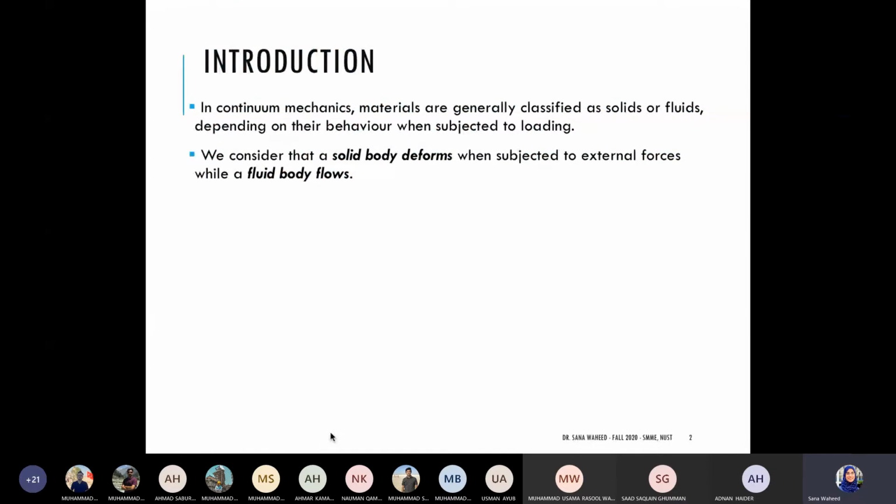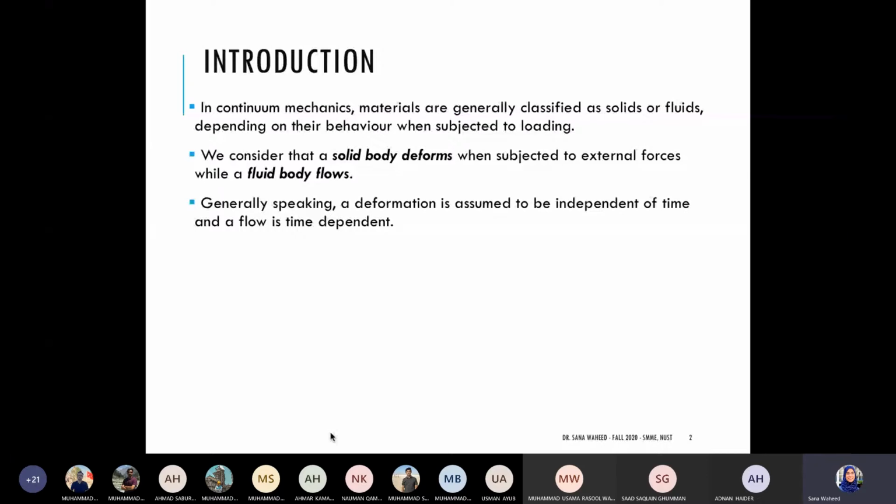Right. So generally, the division of matter that we consider in continuum mechanics is that either you've got solids or you've got fluids. And the differentiation that we have for solids and fluids is based on how they behave when they're subjected to loading. So generally, solids are that type of matter which deforms when we apply loading to it, whereas fluids are those materials which flow under the application of loading. ठीक है जी.